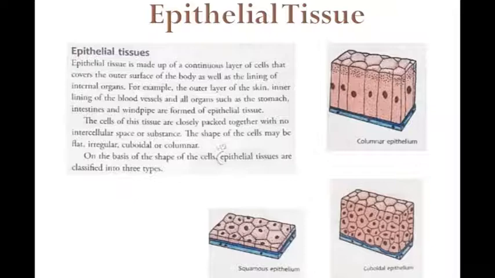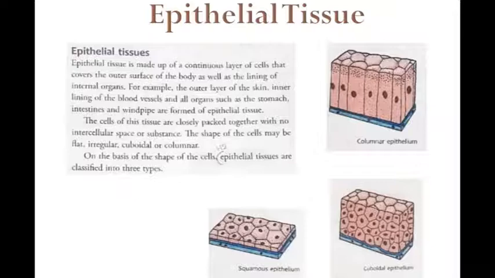Epithelial tissue. Epithelial tissue is made up of a continuous layer of cells that covers the outer surface of the body as well as the lining of the internal organs. For example, the outer layer of the skin, inner lining of the blood vessels, and organs such as the stomach, intestine, and windpipe are formed by epithelial tissue. The cells of this tissue are closely packed together with no intercellular space or substance. The shape of the cells may be flat, irregular, cuboidal, or columnar.